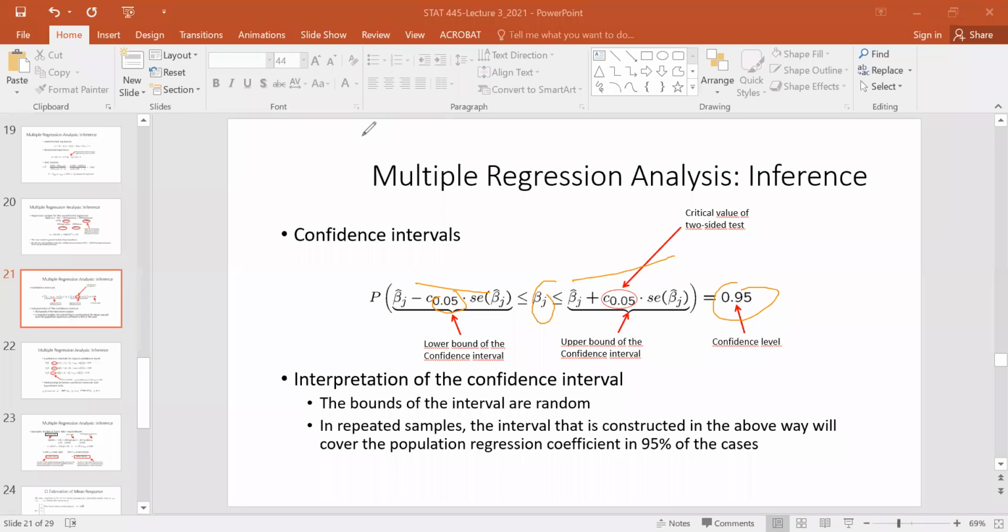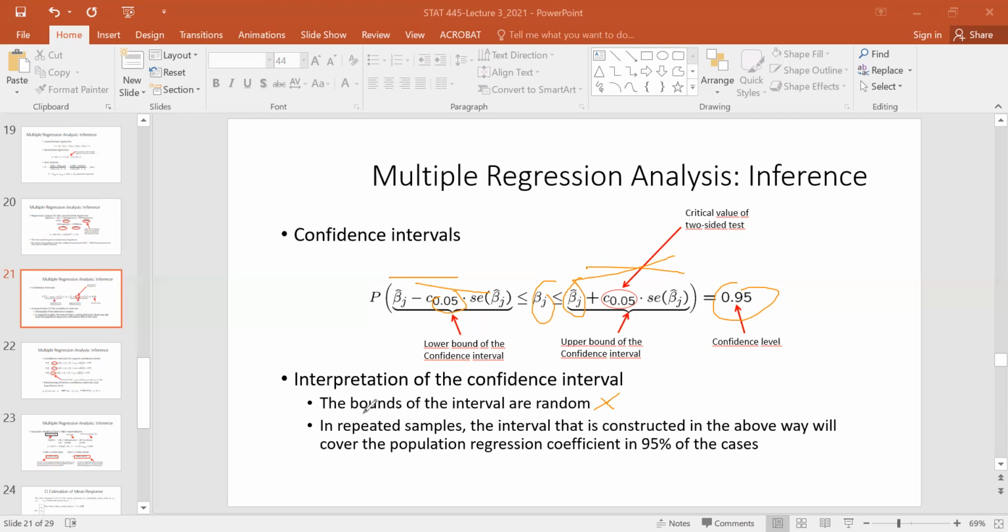What's important is to know how to interpret confidence intervals, and we'll practice one or two in class, or even here. The bounds of the interval are random. Remember, beta j hat is a random variable, the estimator that we use to get this. In other words, depending on the data we use, we will get different bounds. If you are using data from the library, you get different bounds from if you're using data from another hall or the cafeteria, and so on.